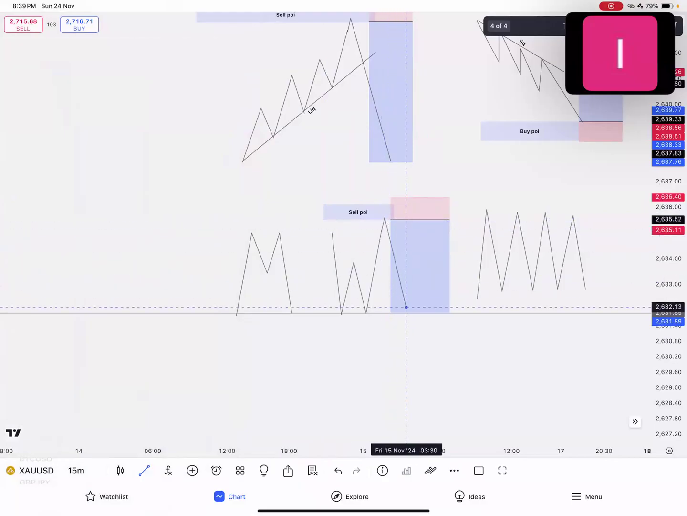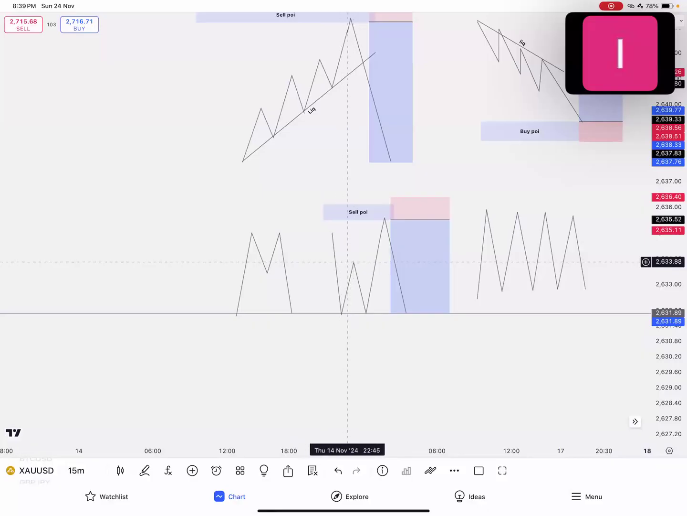That equal lows liquidity. Now, this is where most people will start buying from, saying, oh, they saw a breaker block here, so they will start buying from here. Now, on a normal day, that analysis may be correct. But if there is liquidity laying on the downside of this chart, you are not meant to be taking any buys until that liquidity has been taken out.